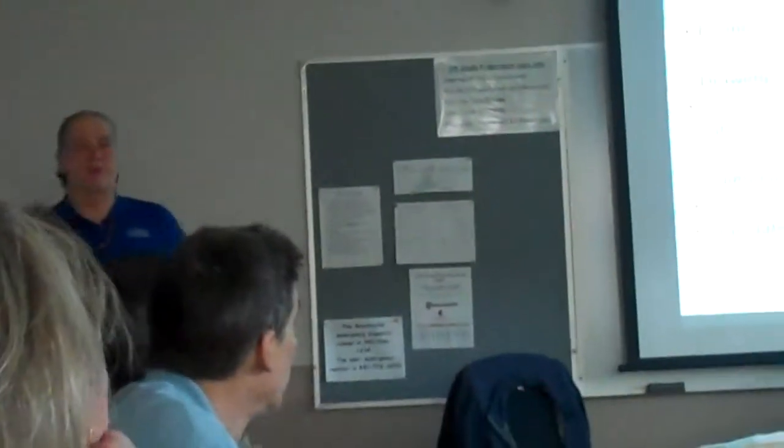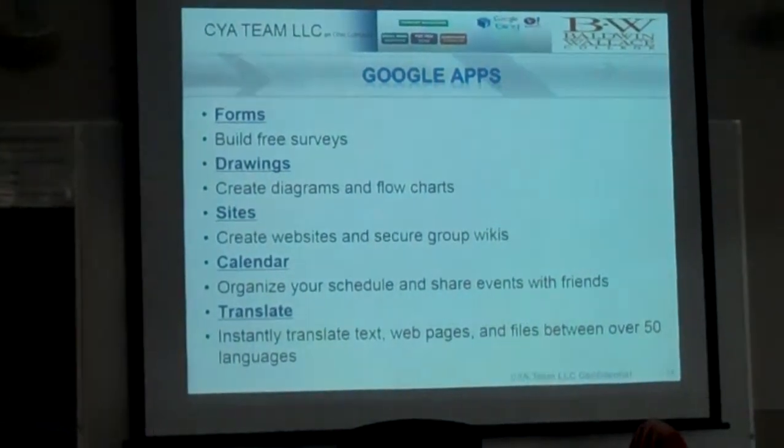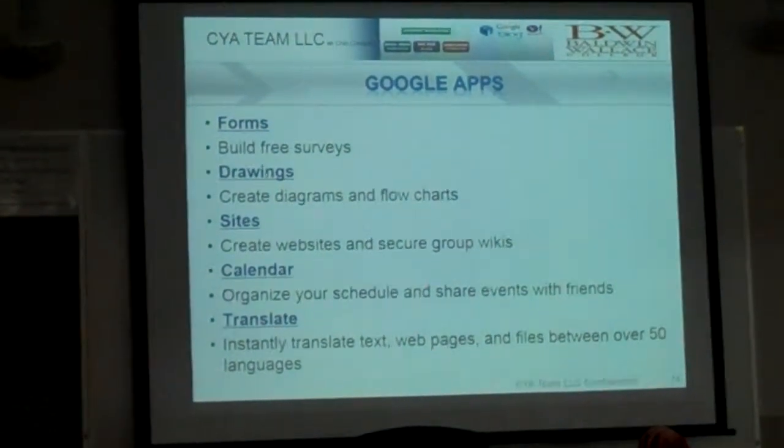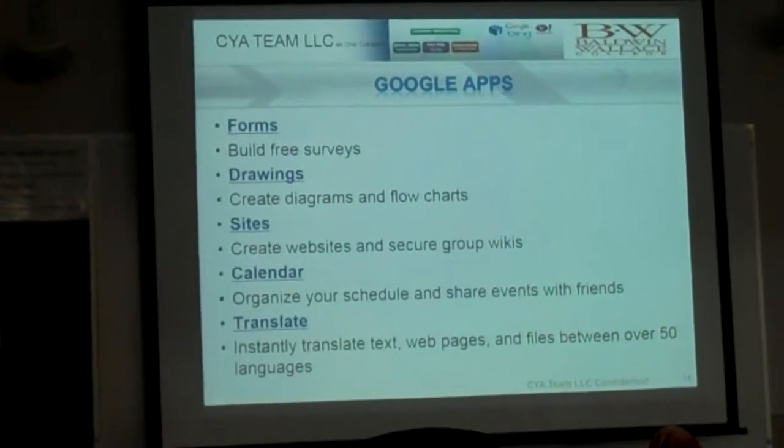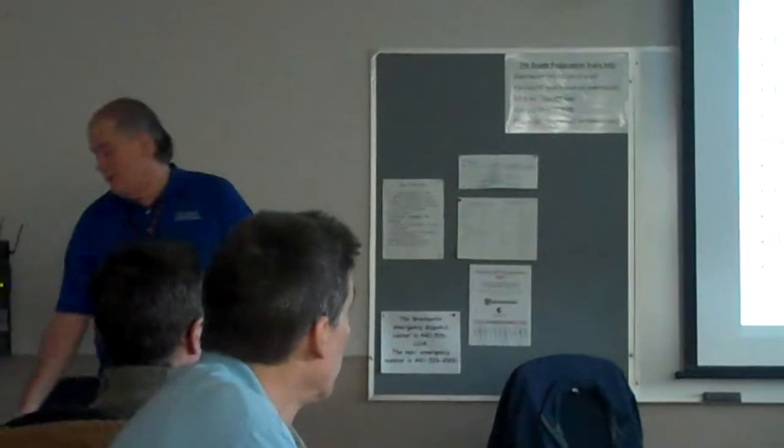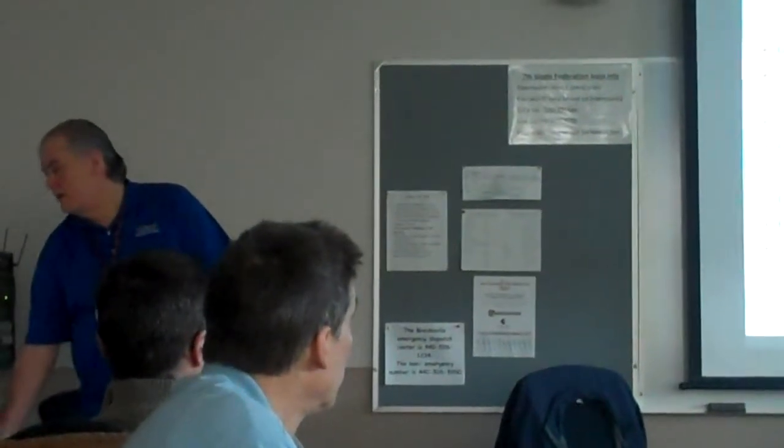Google Calendar, which syncs with my phone, and Translate. If you're looking to communicate with somebody who speaks a different language, you can type it out in English, click the translation bar to one of about 80 different languages, and it will translate for you.